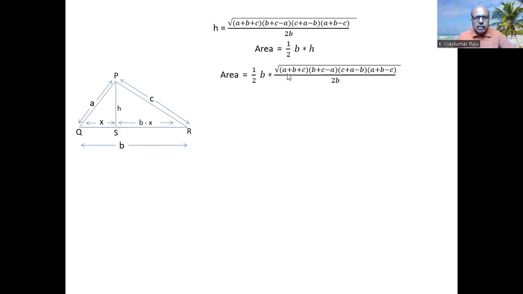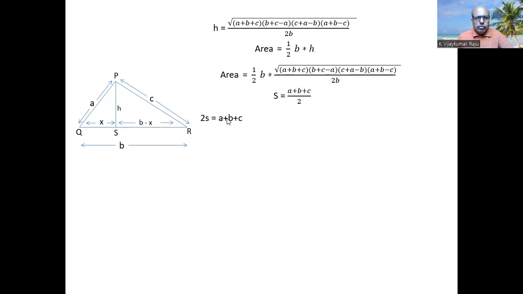Now, at this stage, Heron has considered something called half the perimeter, that is semi-perimeter, and he denotes it as S. Semi-perimeter, half, this is a plus b, sum of the three sides is a perimeter, and divided by 2 means you are taking half the perimeter, and we call it as semi-perimeter and denote it by S. So S is equal to a plus b plus c by 2. Let us take 2 this side. It becomes 2s is equal to a plus b plus c.